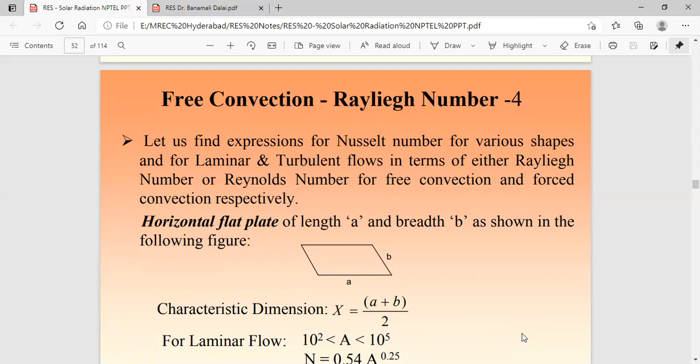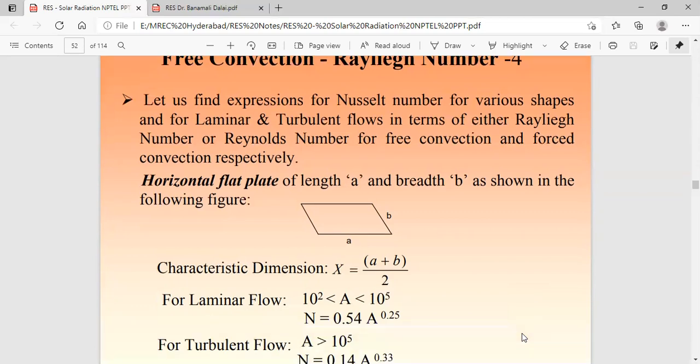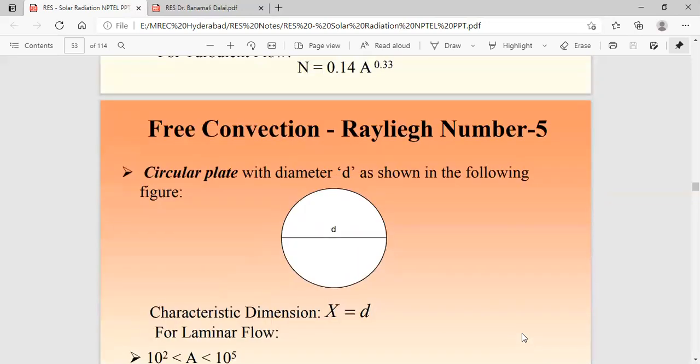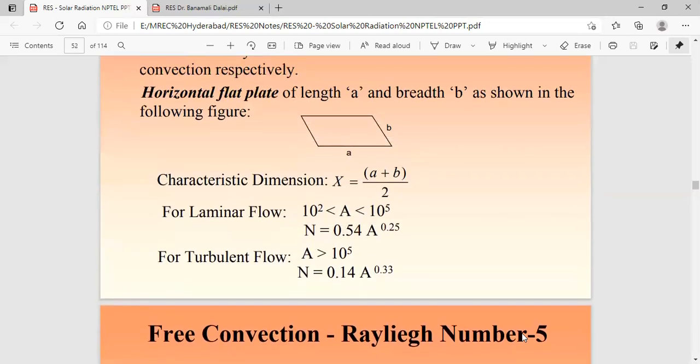A horizontal flat plate of length A and breadth B as shown in figure. Characteristic dimension x is equal to (A+B)/2. For laminar flow, Ra is greater than 10^2 and less than 10^5, Nu is equal to 0.54 into Ra power 0.25. For turbulent flow, Ra is greater than 10^5, Nu is equal to 0.14 into Ra power 0.33.